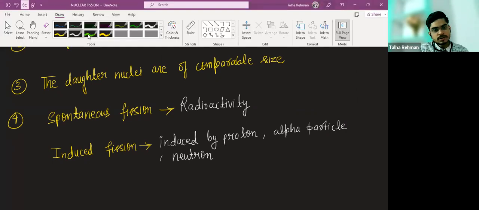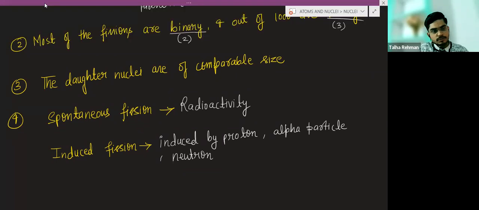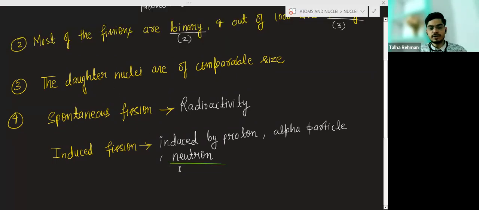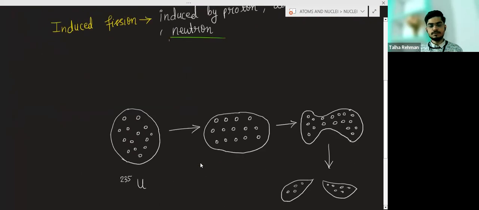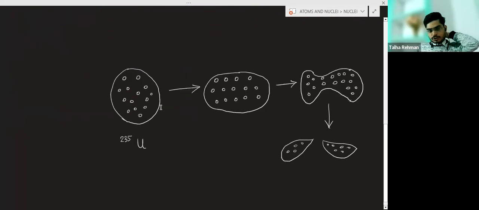So the fission induced by neutron we will study. This is in our syllabus, so we will study this: the fission which is induced by the neutron. So now see this diagram.